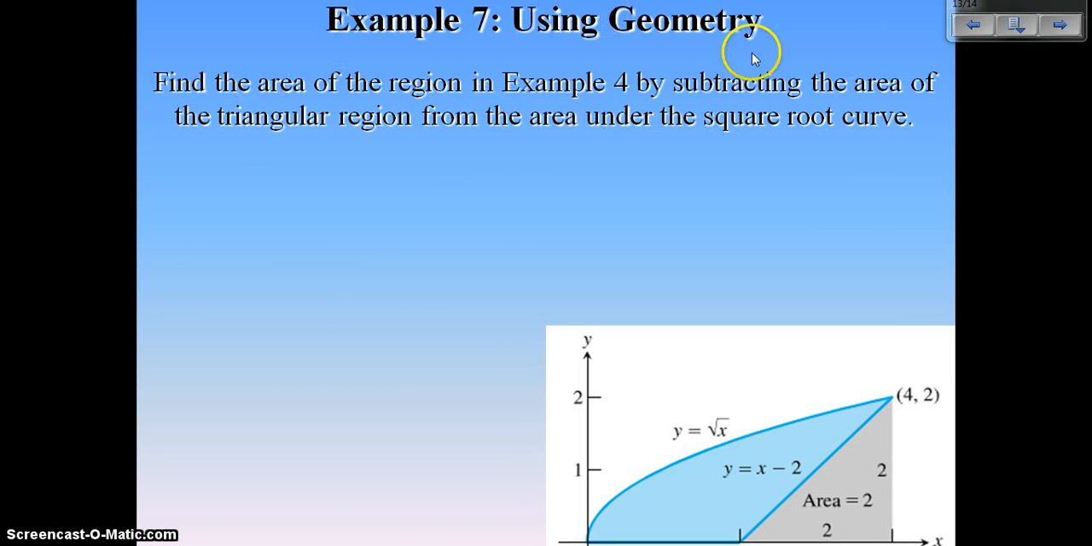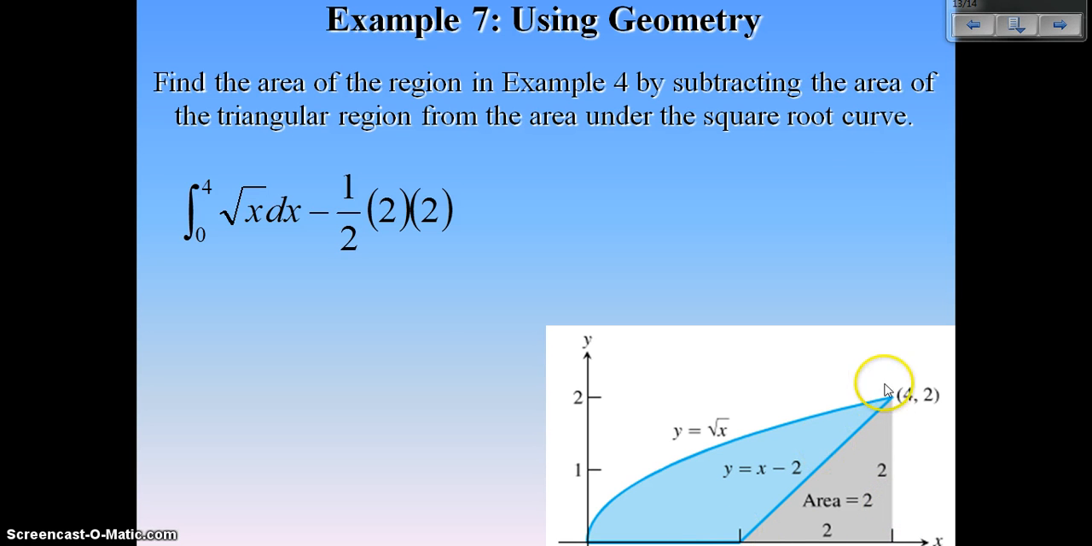Alright. Using geometry, we're going to go back to this same example that we've worked now a couple times, and this time we're going to use the geometry formula to find the answer. It wants us on this one to subtract the area of a triangle from the radical, the square root curve, and then come up with the answer that way. So to do that, now we're just looking at the regular area underneath the curve from 0 to 4 of radical x. That would give us all of this, blue and purple area included. And then I take away from that the area of a triangle.